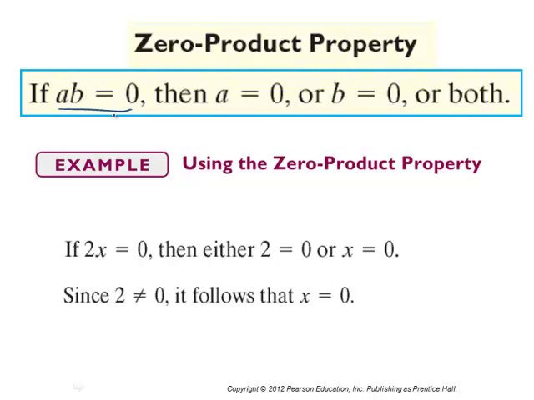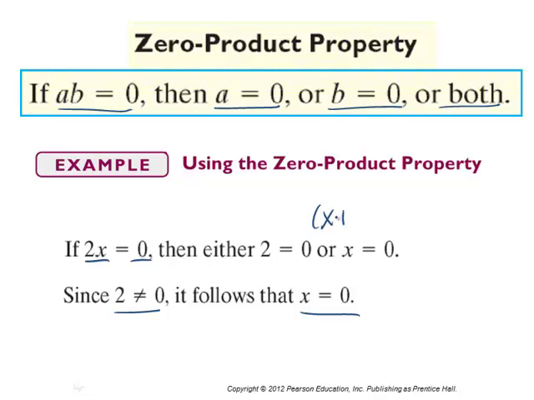Now, listen, if you've got the product of two numbers and the result is 0, it has to be that at least one of those two numbers is 0. It could be that both are 0. So, for example, if I say that 2 times x is 0, that means that either 2 is 0 or x is 0. Well, guess what, folks? I know that 2 is not equal to 0. So if 2 is not equal to 0, then what does that say about x? If 2x is equal to 0, that must mean that x is equal to 0.